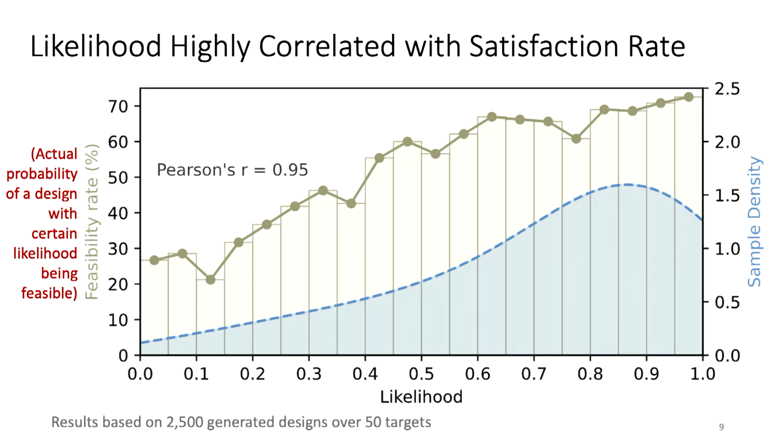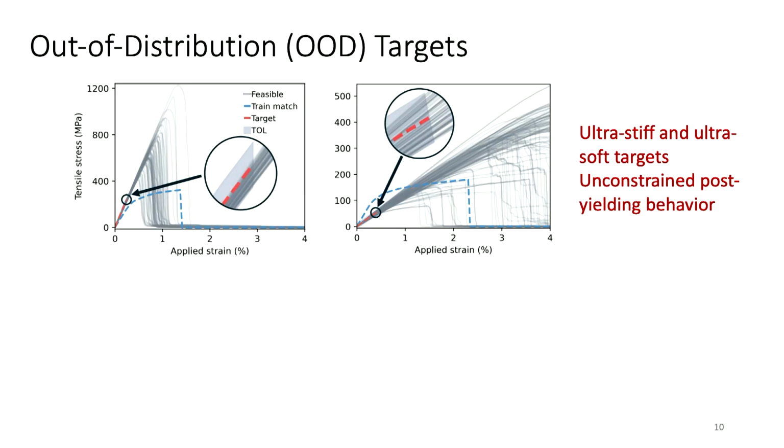So we can measure that by looking at the feasibility ratio here, and then we can compute some correlation measure, right? So we can quantify the correlation, using Pearson's correlation coefficient, for example. In this case, we can show that there's a high correlation between the likelihood being estimated and the actual feasibility rate.